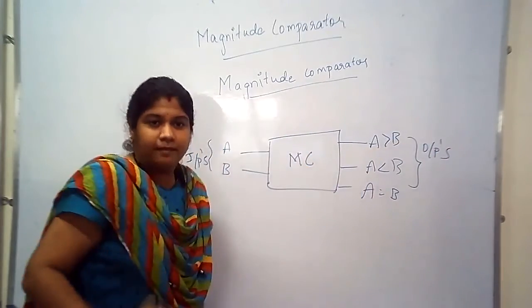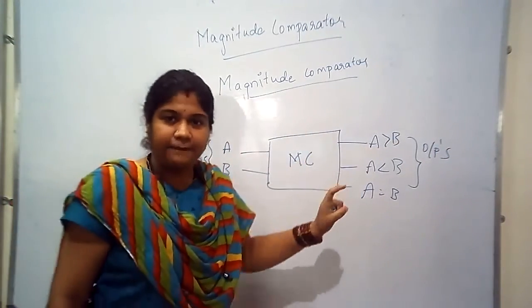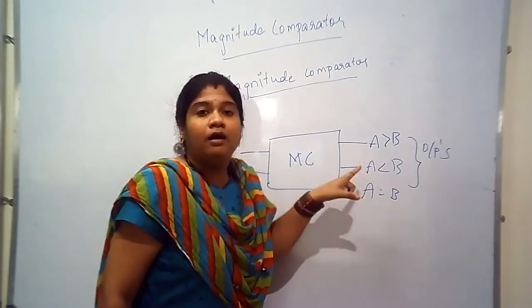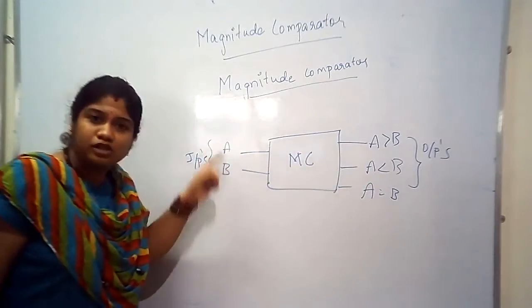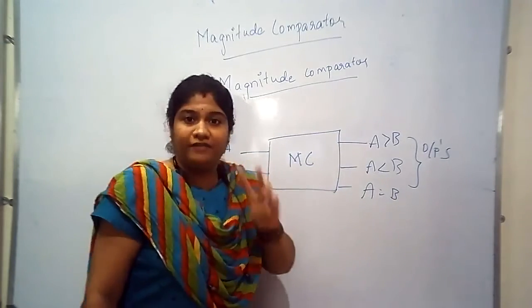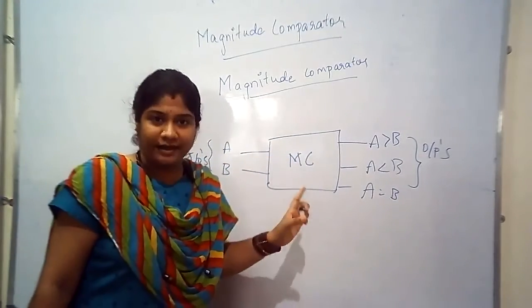The magnitude comparator outputs are constant. We'll be comparing whether A is greater than B, A is less than B, or A is equal to B. Other than these three comparisons, we don't use any other comparisons. Even the inputs are constant: we'll be considering only two variables, A and B. So this is a generalized block diagram.